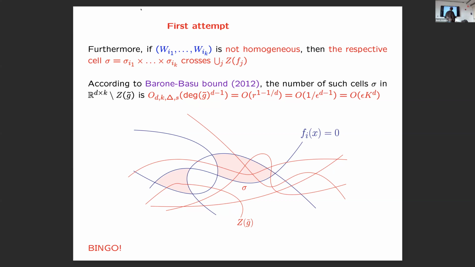Furthermore, if you have a k-tuple of subsets which is not homogeneous, then the respective cell in the product space, obtained by taking the Cartesian product of the cells inscribed in cells of this partition, must cross at least one zero surface of the polynomials which determine your semi-algebraic relation, because somehow the sign must flip for at least one of the inequalities.